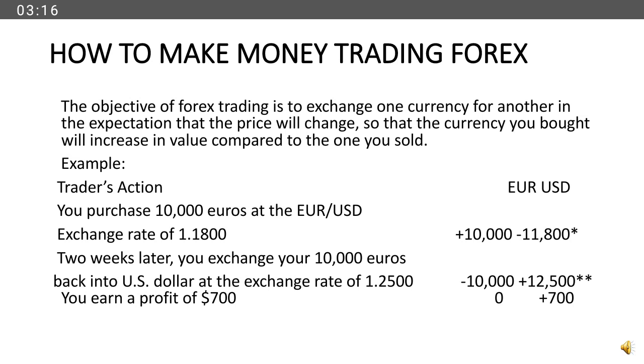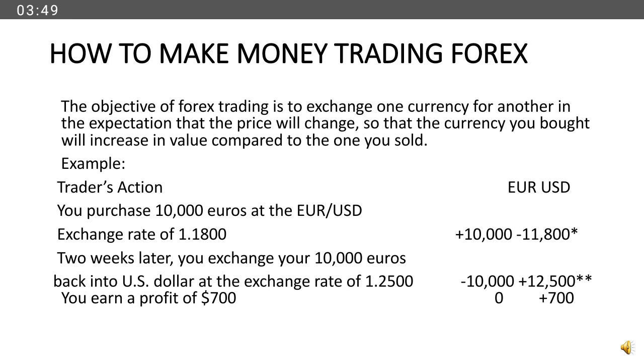You know, in forex, when you buy, you are expecting to sell back. There are two transactions. When you click on buy, you expect the price to go up, then you sell back. So now when you are selling it back, 2 weeks later, you exchange your 10,000 euros back into the US dollar at the exchange rate of 1.2500.